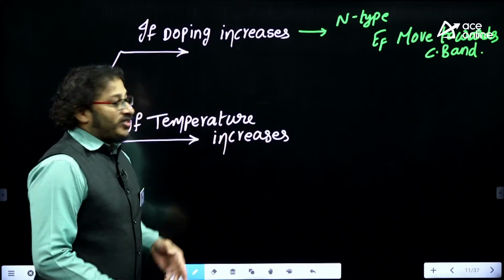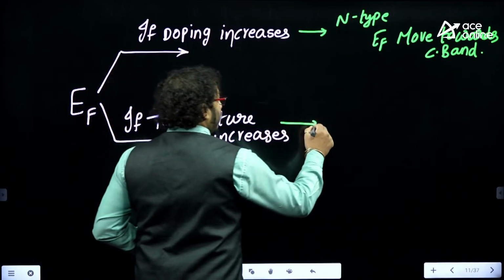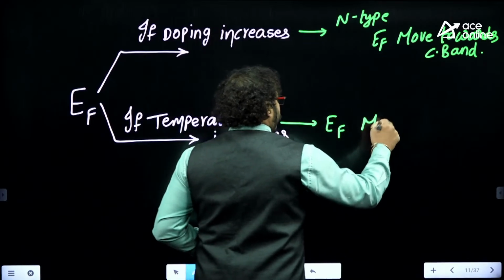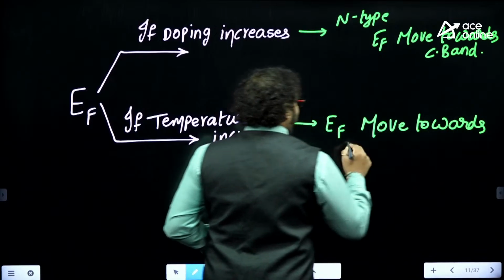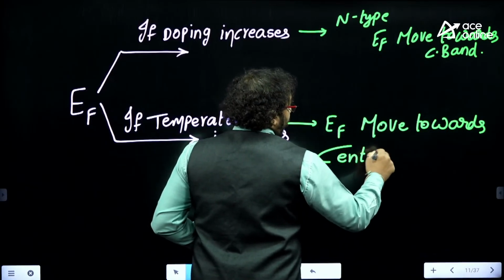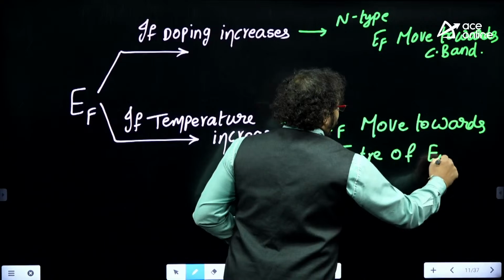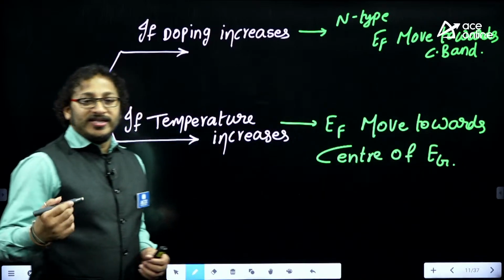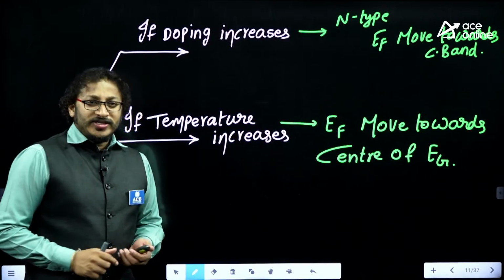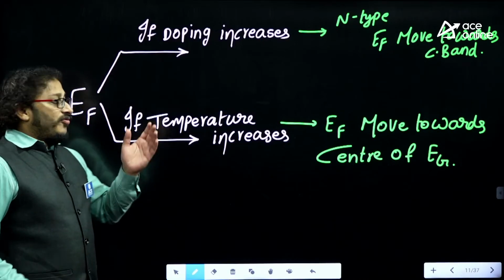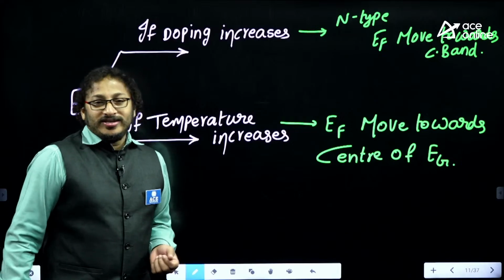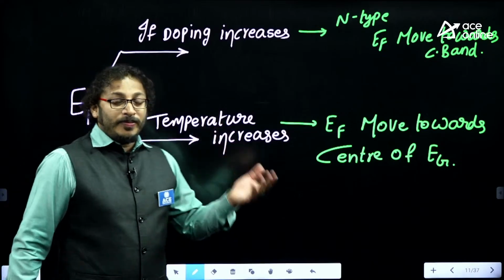Whereas if temperature increases, the Fermi level moves towards the center of the energy gap. That means it moves towards the intrinsic energy level. The center of the energy gap is like an intrinsic energy level. So if temperature increases, the Fermi level moves towards the intrinsic energy level. Understand? It may be N-type or it may be P-type.